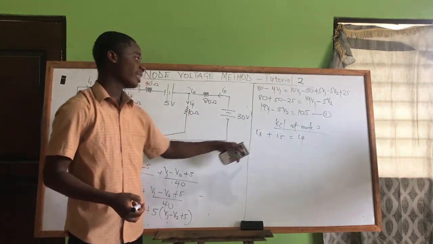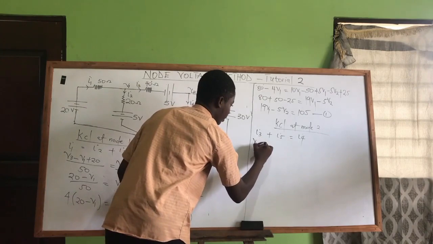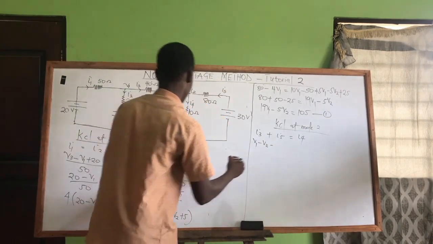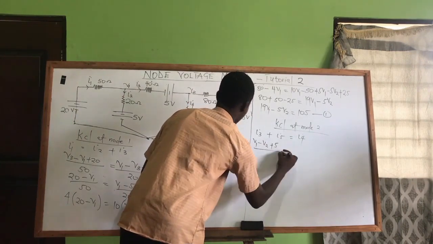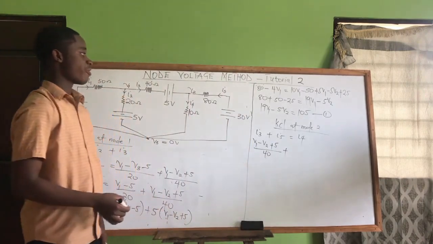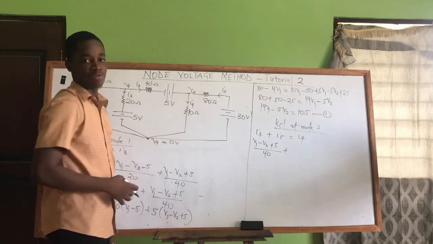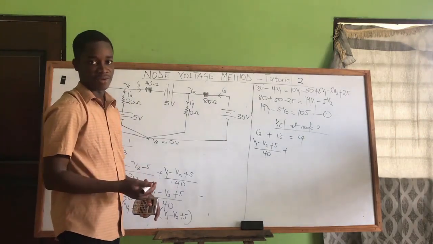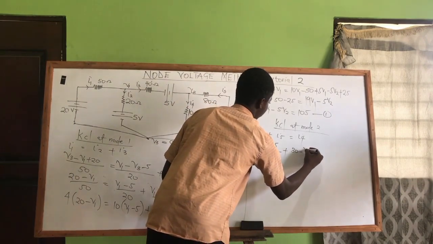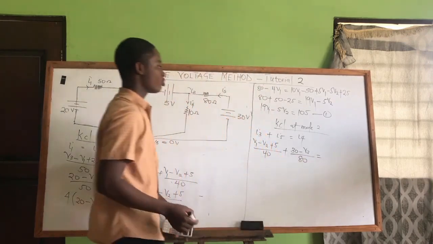Then we are going to express the current in terms of the node voltages. We've already done I3 in the first node. So I3 is V1 minus V2 plus 5 over 40. Plus we move to I5. I5 can simply be 30 minus V2, because we know our V3 is 0. So I5 is 30 minus V2 over the resistor 80, is equal to I4.